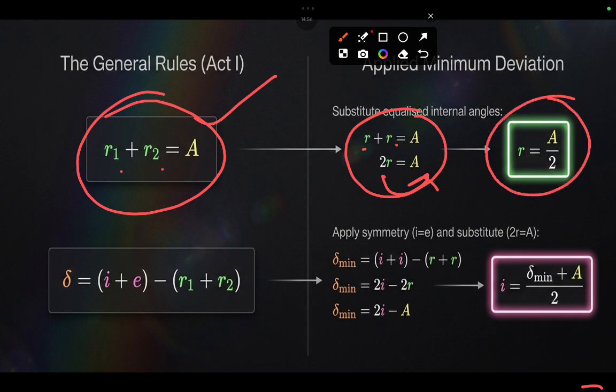From the minimum deviation concept, delta equals I plus E minus (R1 plus R2). After replacing that, delta minimum equals 2I minus A, so I equals (delta minimum plus A) by 2. So we got R, we got I.